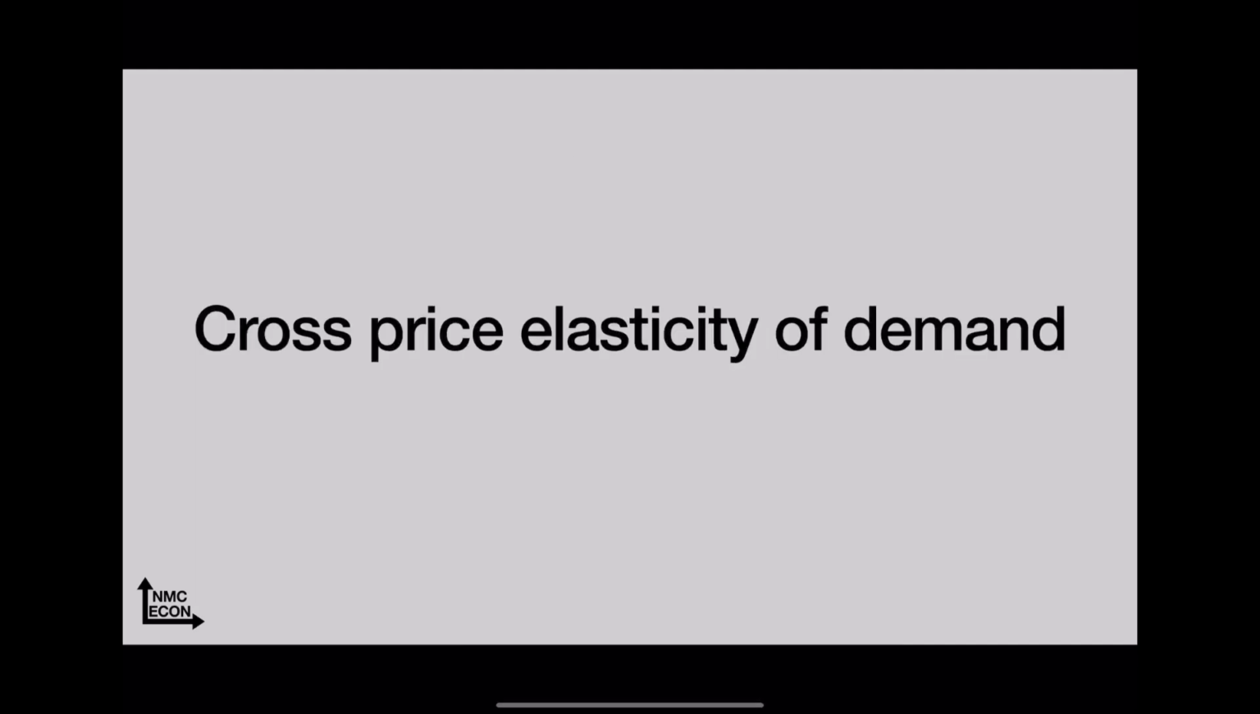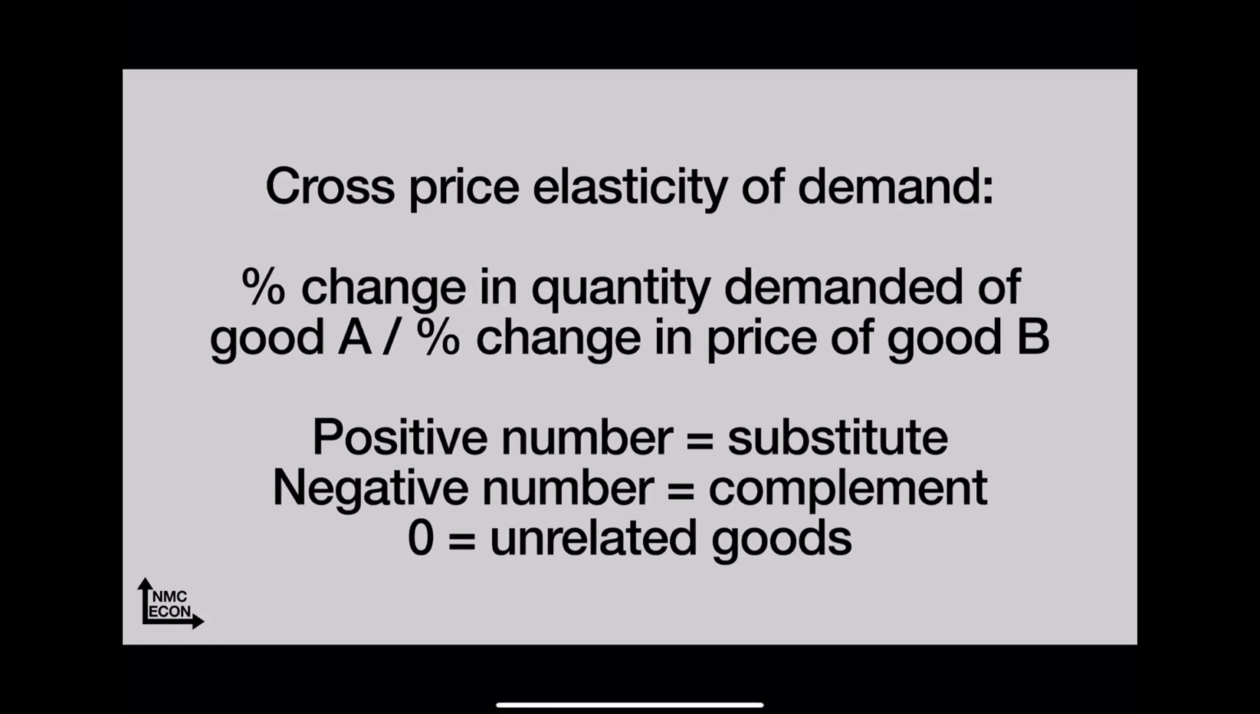Cross-price elasticity of demand. We use this to figure out if goods are substitutes or complements. We calculate it by taking the percentage change in quantity demanded, it's always quantity as the numerator, divided by percentage change in the price of a different good.